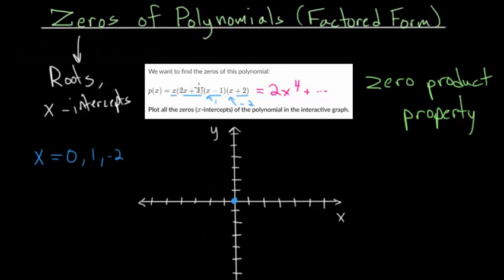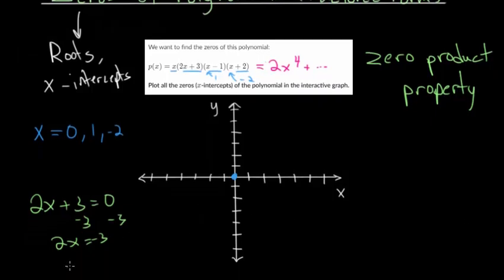But this expression here, this 2x plus 3, that might be harder to guess. So what we can do is set it equal to 0, since we're trying to find that particular x value that makes this 0. And we can just solve for that. So if we subtract 3 on each side, we would get 2x is -3, and then divide everything by 2. Let me just make a little bit more room. So we'd get that x is -3/2. Let me rewrite that. And so I can add that, this -3/2, to this list here.